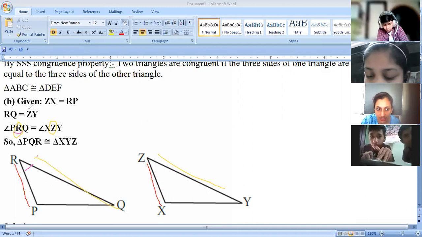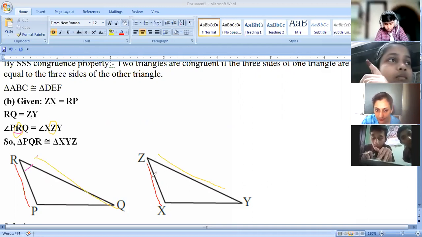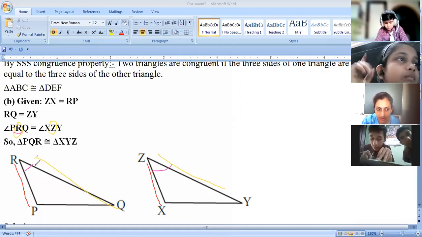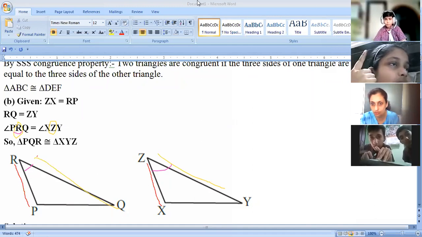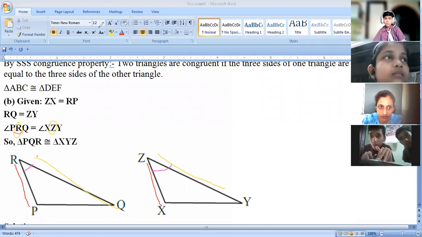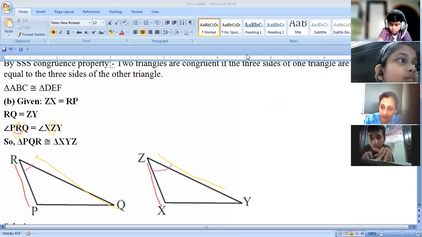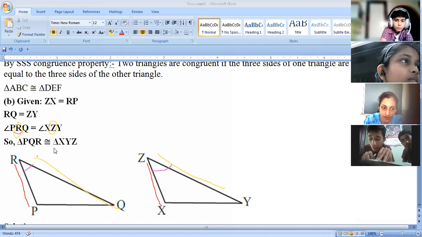That means angle R is equal to angle Z here. Accordingly, this angle R is equal to angle Z. That means PRQ is equal to ZXZY. Am I clear with this thing? So which congruence criteria are we using here? See, two sides are equal and one angle is equal. Yes, Swastik, you're right.